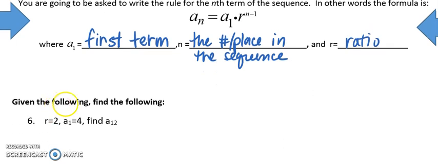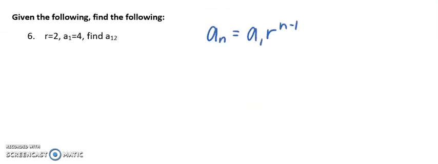Let's do it. So, given the following, find the following. Well, I already know I'm going to use this. Let's pop that down on our paper real quick. Okay. So, R is 2. Oh, goodness gracious. It's going to be pretty easy, right? So that's going to be 2. I know it's not going to be easy when you guys type it in the calculator. That's where things fall apart.